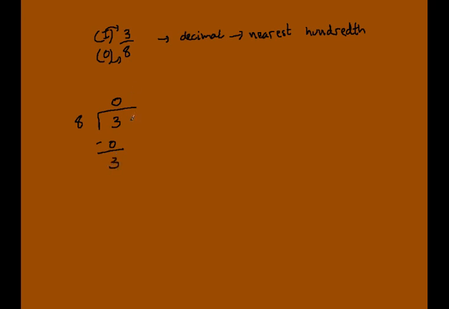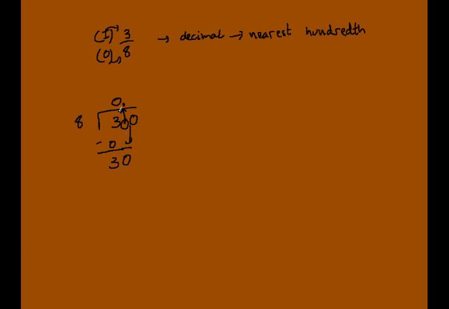Now again, there's nothing to bring down here. Whenever there's nothing to bring down, the trick is put a decimal point and a 0. That decimal point will go up and the 0 will be the one that you bring down. Always, when there's nothing to bring down, you always do that.